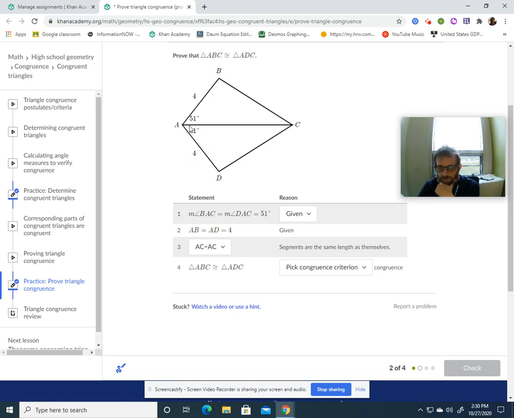Well, what have we established? Well, these are both 4. Those are equal to each other. The angles are equal to each other, and we established that this is equal to itself. So we have side, angle, side.